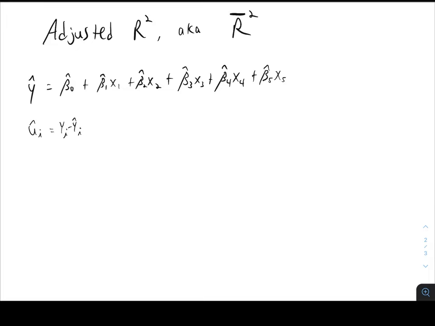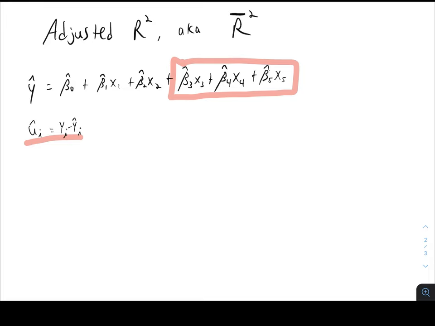So take a model, like the one that's written down, where we're trying to predict y based on an intercept and five x variables. Of course, the error term, the residual, ui hat, is what's not explained by the model. It's the difference between the actual y and the predicted y. Now, as long as x3, x4, or x5, or any combination of those variables has some explanatory power over y, then this model with five variables is going to do better than trying to predict y with only the first two x variables.